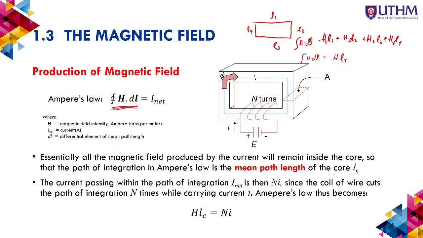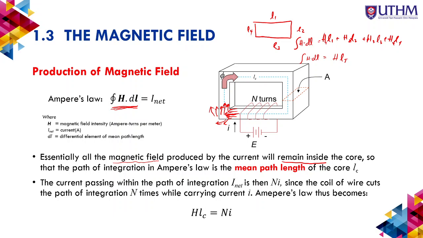So essentially all the magnetic field produced by the current will remain inside the core. When the current flows through the wire, it will induce the magnetic field intensity and also the flux. We assume that all the magnetic field produced will remain inside the core. Like just now, there are lines produced, and they turn over here, so they still remain. They will not come out here. We assume they do not go through, so they remain inside.